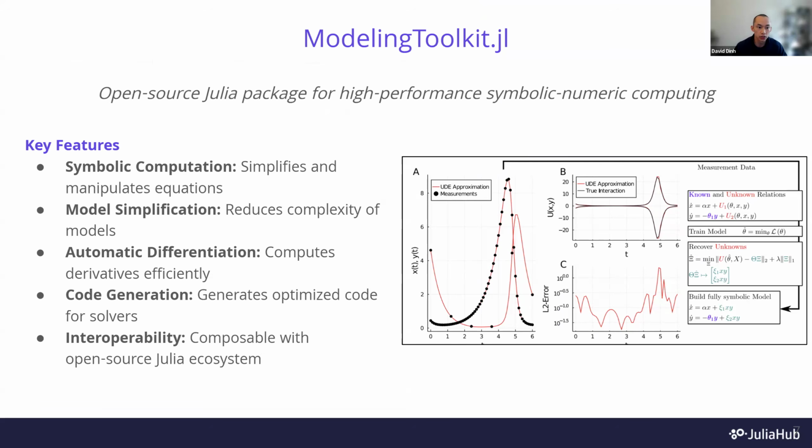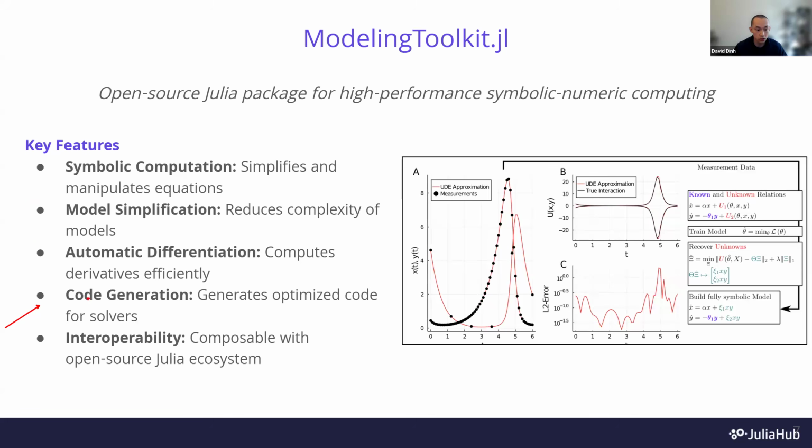The idea is that ModelingToolkit provides us a platform for high-performance symbolic numeric computing, right? It's going to allow us to represent our systems and equations in the form of symbols. We'll see that today. And it also has other features such as simplifying the complexity of our models so that it can be fed into the solvers, automatic differentiation, and code generation.